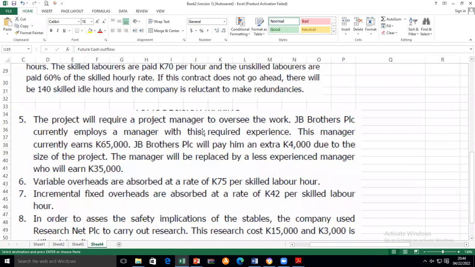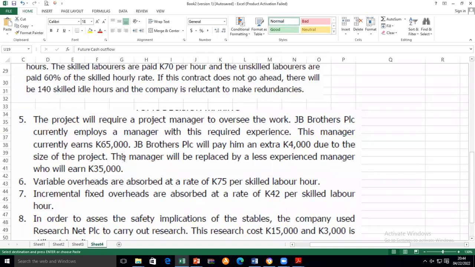The project will require a project manager to oversee the work. JB Brothers currently employs a manager with this required experience. This manager currently earns 65. JB Brothers will pay him an extra 4 due to the size of the project. The manager will be replaced by a less experienced manager who will earn 35. What is the future cash outflow relating to the manager? Let's go.